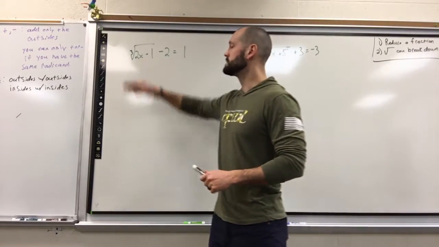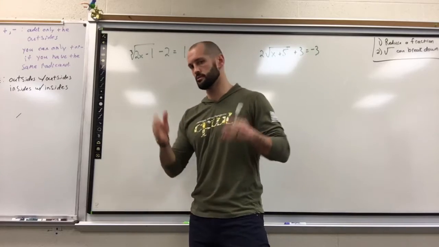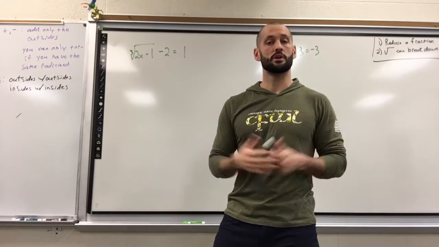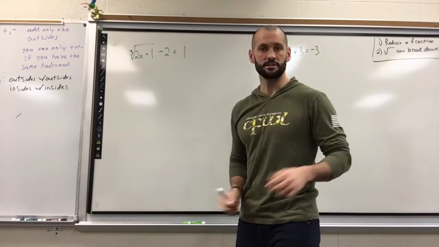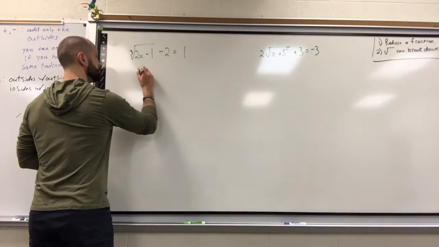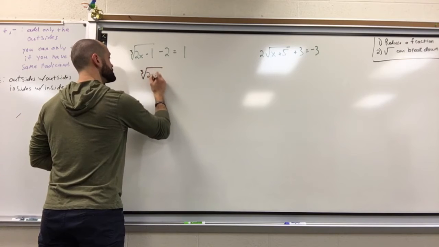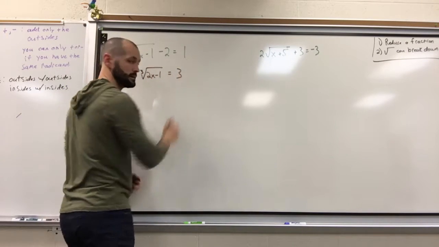First, it's a cube root. Now, whether it's a square root, cube root, any nth root, when we're solving this equation, we want to get it alone first. So my first step is to add 2. I'll get the cube root of 2x minus 1 equals 3.